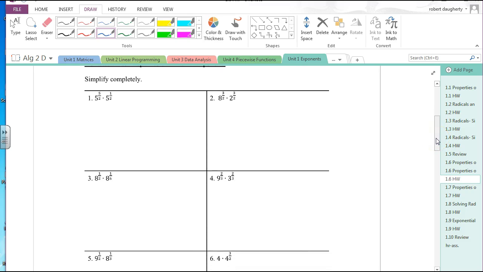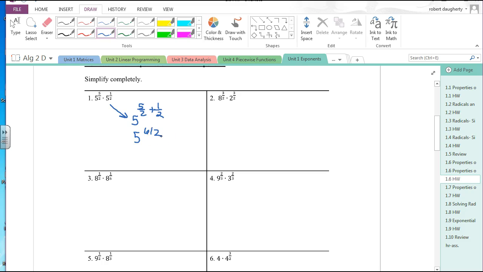5 to the 5 halves times 5 to the 1 half, okay? When I see something like this, when I combine the exponents, what do I do with them? I add them. So I'm going to work this problem two different ways. If I add those exponents, this is 5 to the 5 halves plus 1 half. What is 5 halves plus 1 half? How many halves? That's 6 halves. This is 5 to the 6 halves.